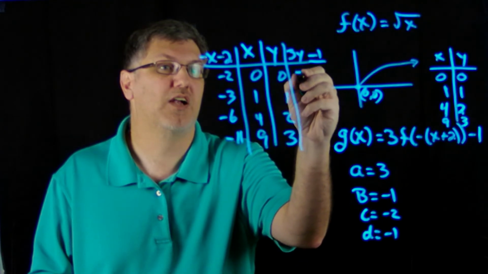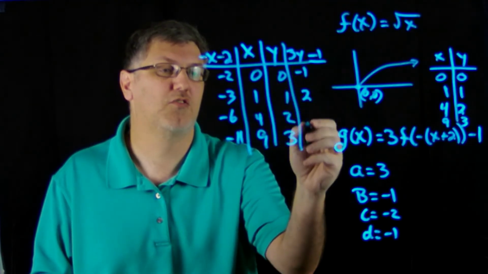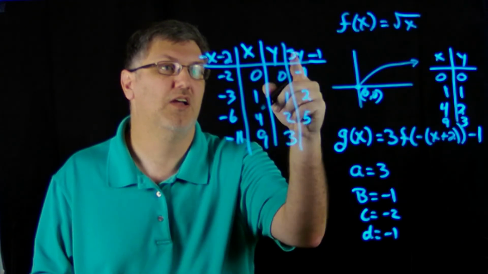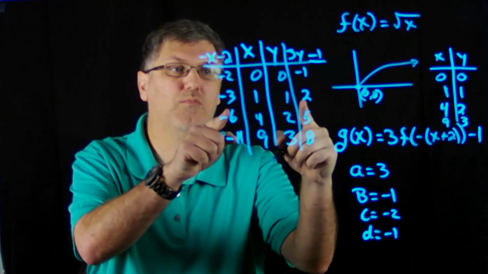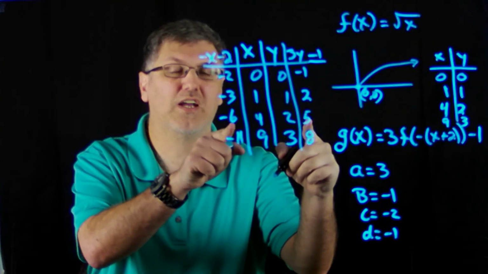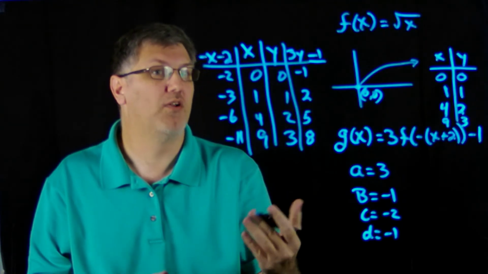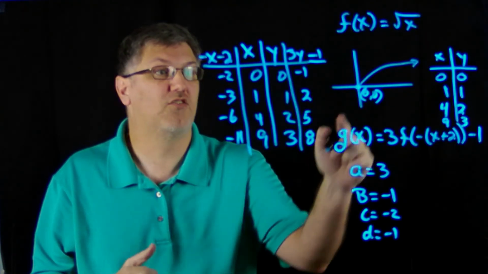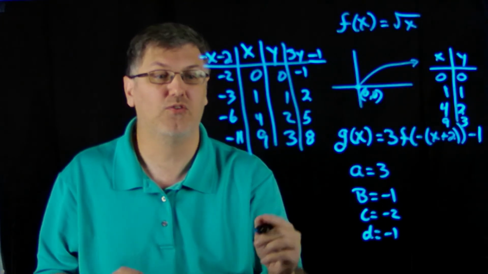Put my 0 in here, I got a -1. This gives me 3 minus 1, which gives me 2. 6 minus 1 gives me 5, and 9 minus 1 gives me 8. So my new points are -2, -1, -3, 2, -6, 5, -11, 8. So all we have to do is now graph these, sketch, make sure our sketch looks like our original parent function over here, and we are all done.